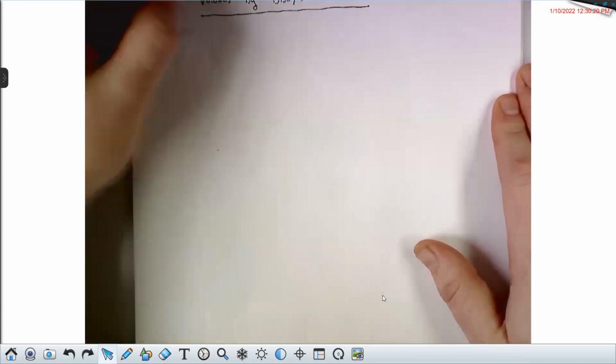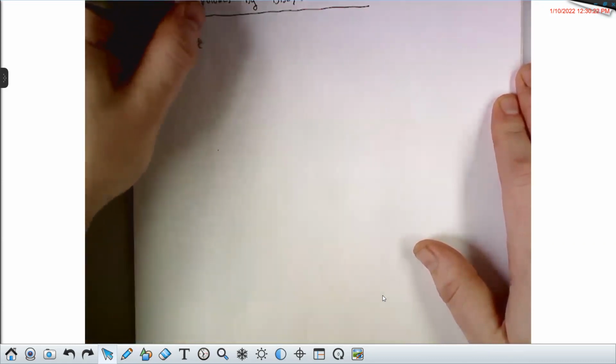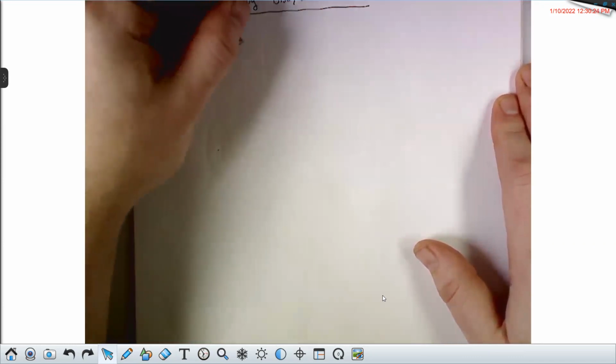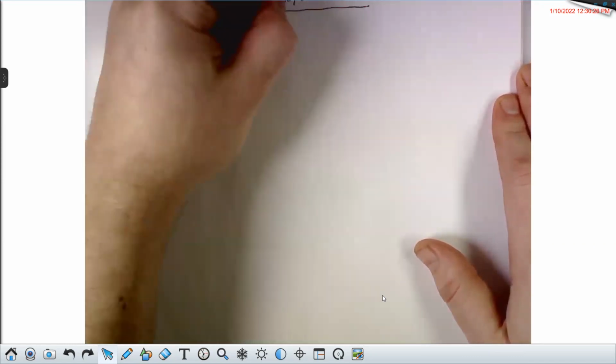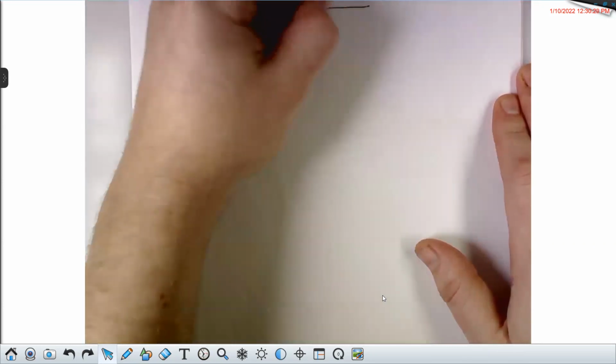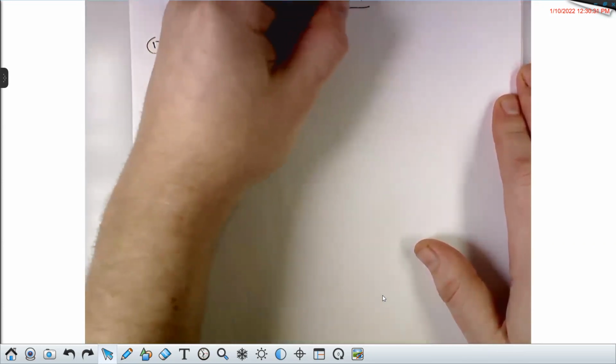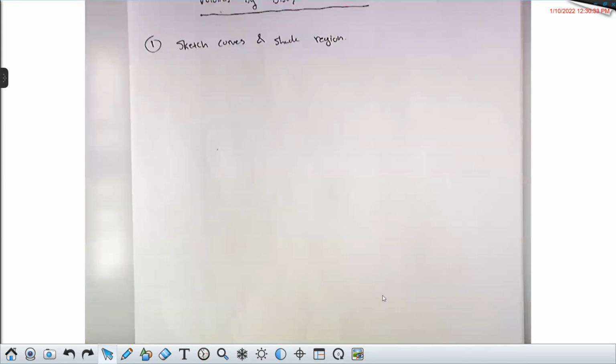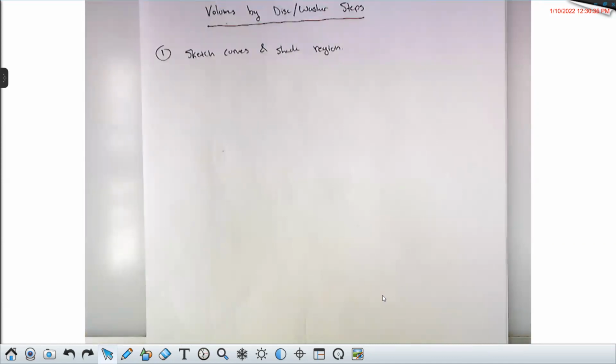Step 1, sketch the curves and shade the region. Just like you did in section 6.1, right? Where you're trying to find the area between two curves. Same thing, sketch the curves, shade the region.